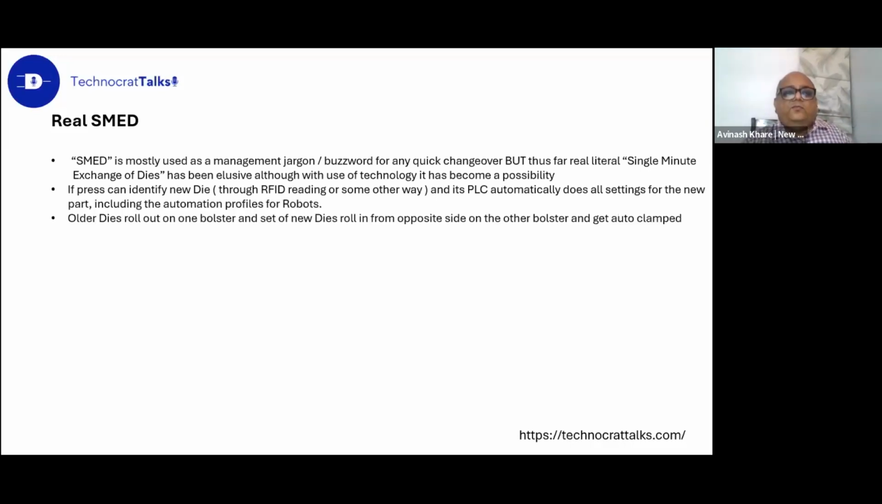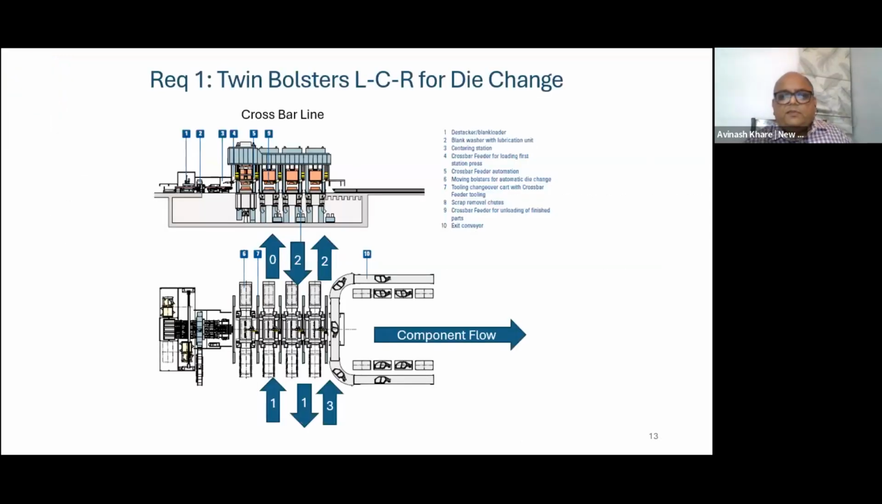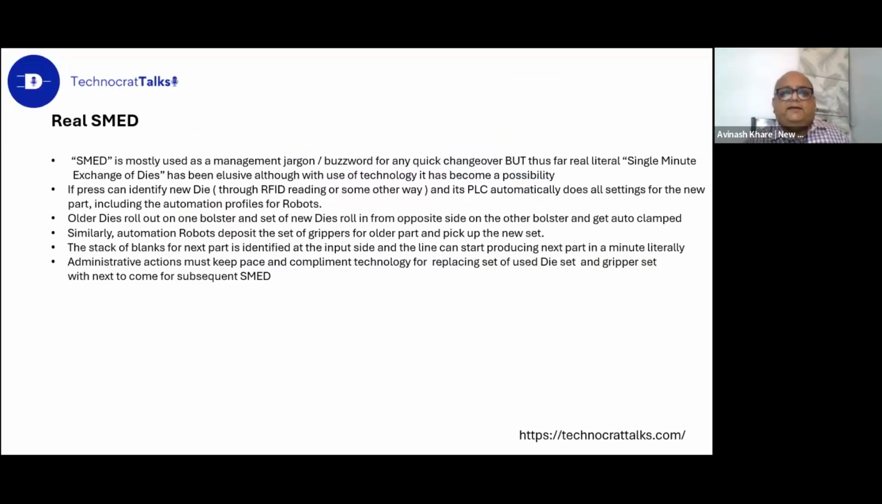Now, if you have to do it, suppose each die comes with an RFID tag and the press has an RFID reader. So it knows what is the next part. So the PLC can automatically do the settings according to the next part, so that somebody does not have to do the settings manually. Setting according to the next part could be very well automated by sensing the ID of the next die. And the idea for single minute exchange of die is very simple.